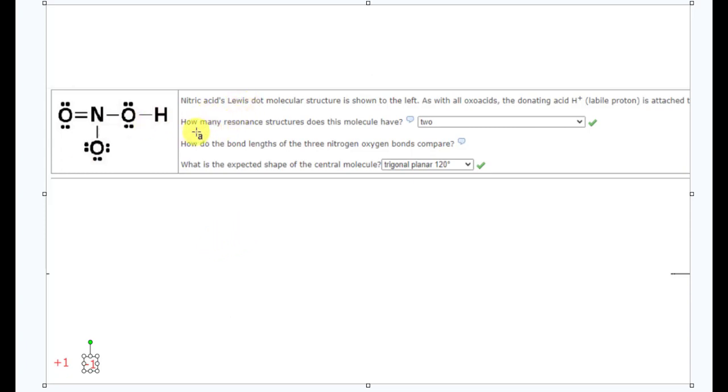Here we've got the question. Nitric acid's Lewis dot molecular structure is shown here. It's the typical oxoacid where you have a hydrogen attached to the oxygen. You're not going to have the hydrogen attached to the central atom. This is the hydrogen that gets donated as a proton, and nitric acid is a strong acid. It 100% ionizes because it reacts with water.